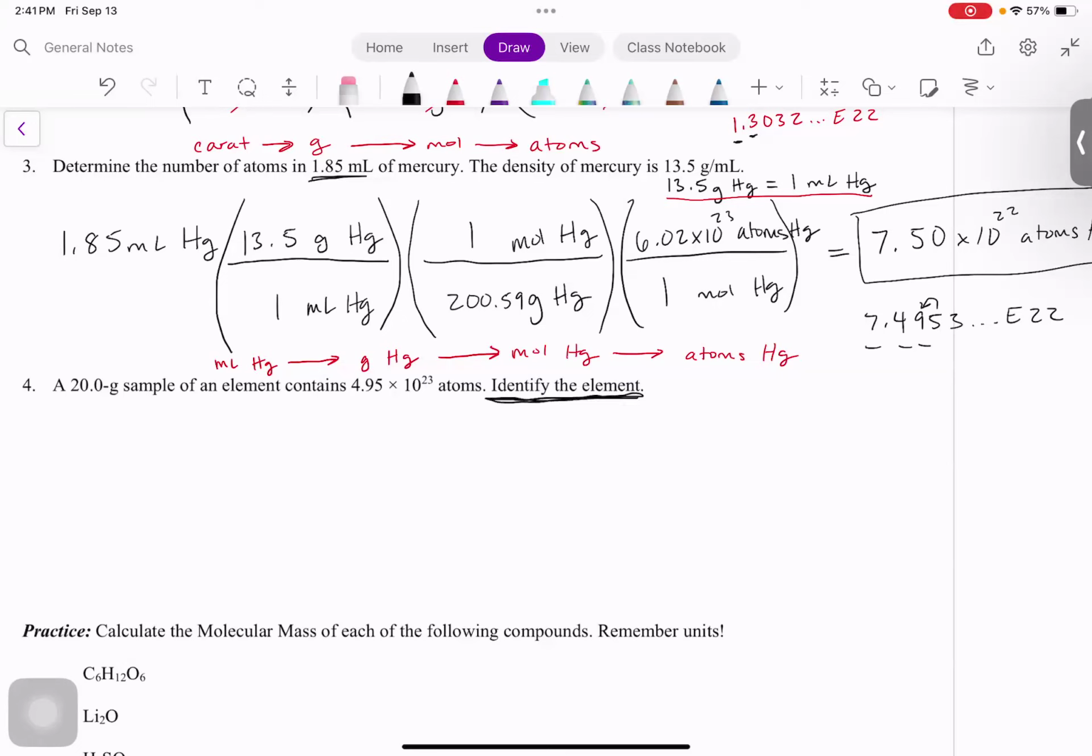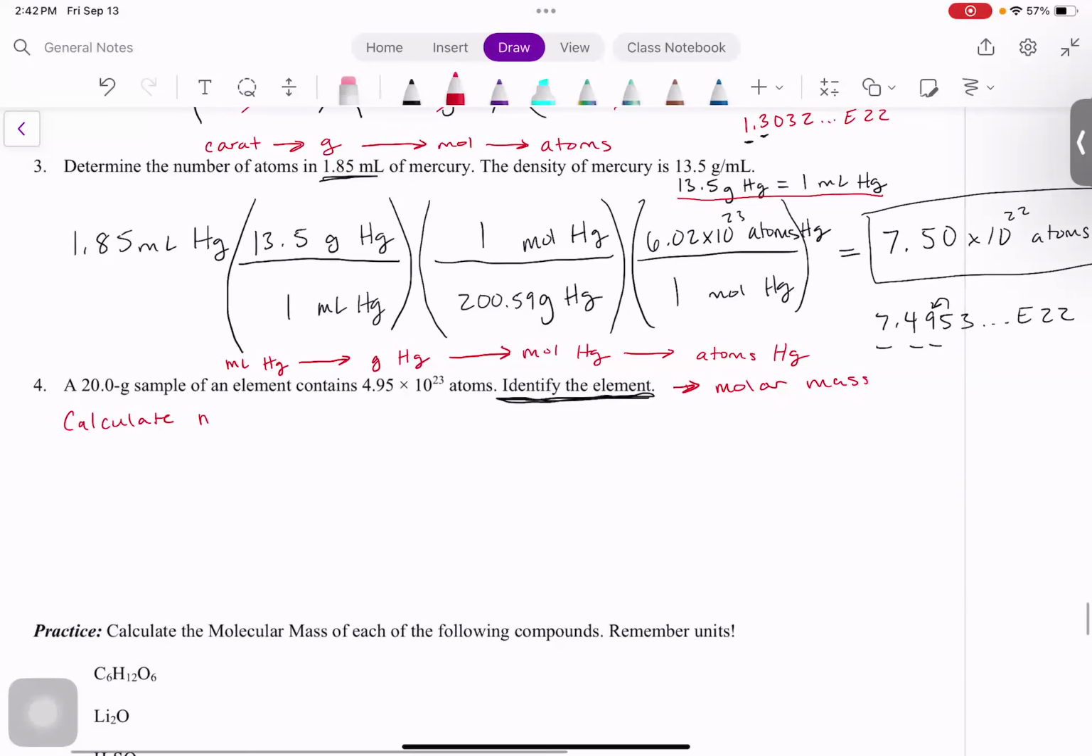Well, how can we differentiate the elements in a way that we can identify them? What feature do they have that makes them different? So each element has a different molar mass. So if we can calculate the molar mass of this sample, we know the mass and we know the number of atoms. If we can calculate the molar mass, we can identify the element. So that's what we're going to do. We're going to calculate the molar mass.